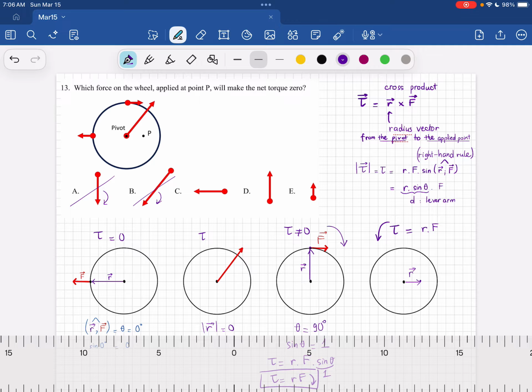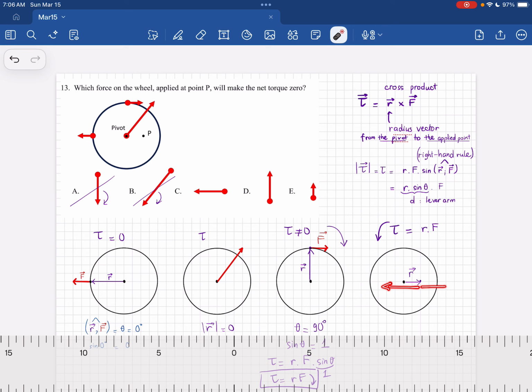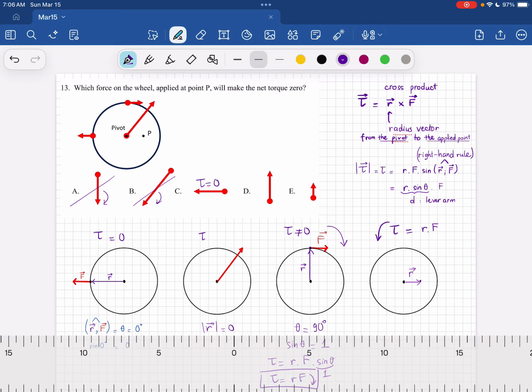Okay, now let's try with C. If you have the C in this direction, oh, so now what you can see is that if C is in this direction, then you got the R in this direction, the force in this direction. So the angle for now is 180, and sine of 180 is 0. So that's why this one doesn't have any rotation effect. The torque for this one should be 0 as well. So we don't go with C. We only have D and E.